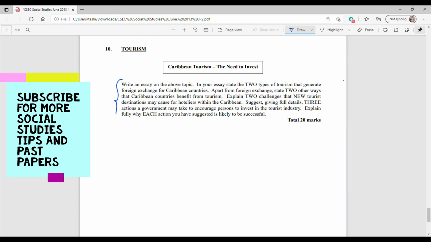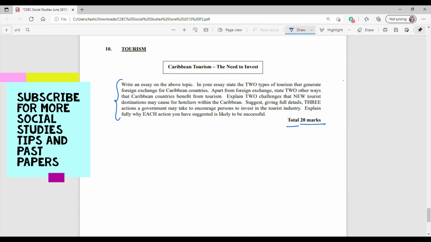So this is what they give you. Your job is to break it apart, look for exactly what is wanted, and then you answer those things specifically to come up with your full 20 marks. All right, so we're going to do that right now.